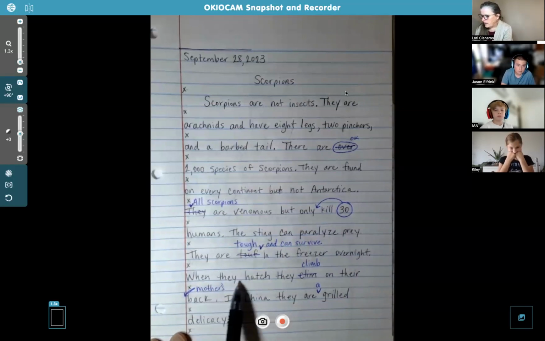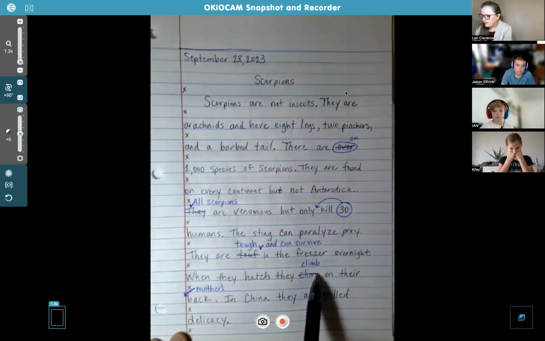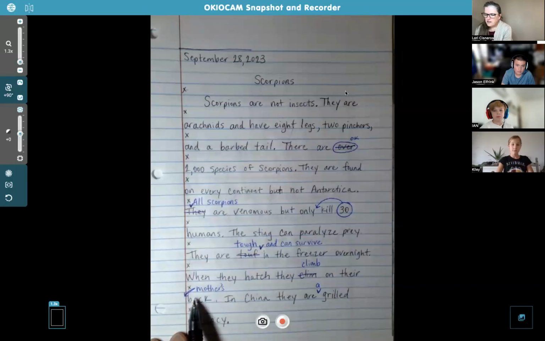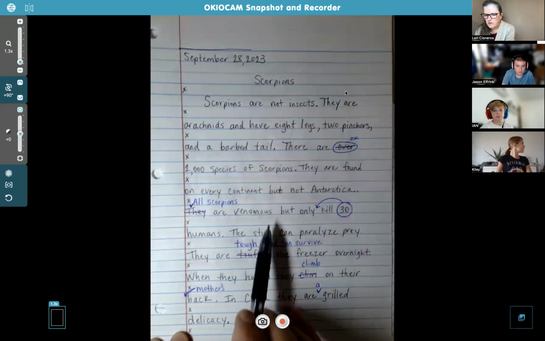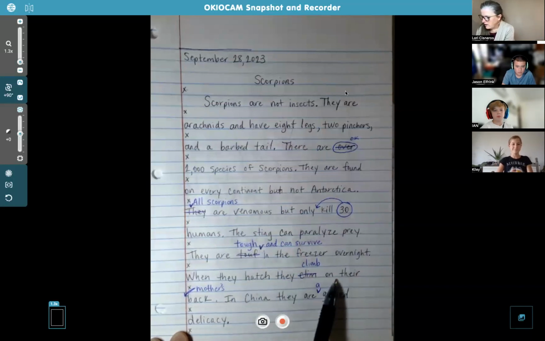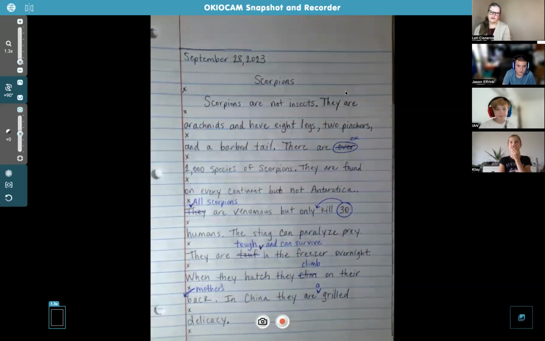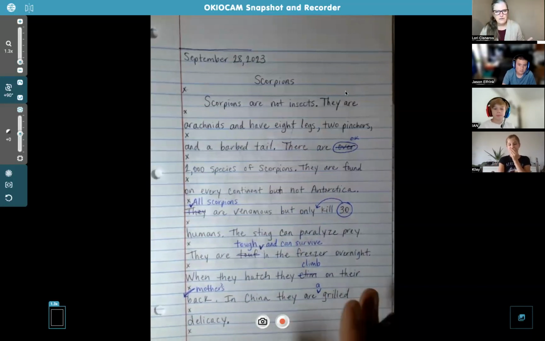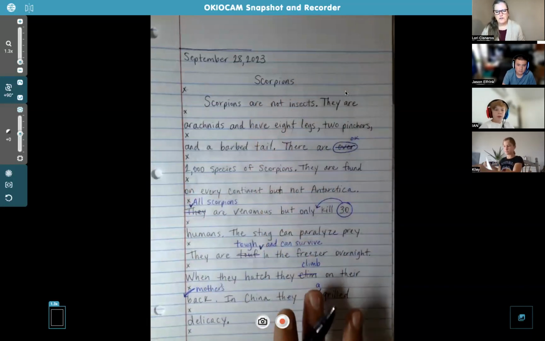So when they hatch, they climb. I spelled climb wrong, one line through it. Then I wrote it correct above. They climb on there, and I forgot the word mothers. See, this is why we double space, you guys, so that we can make corrections and there's room on here, okay? Notice I'm using that space in between to fix things. They climb on their mother's back. In China, they are a grilled delicacy, and this is true. But aside from that, I wanted to show you this is how you fix it.